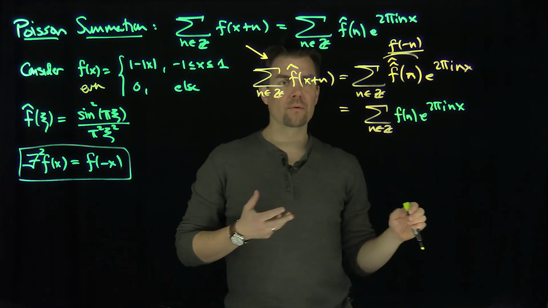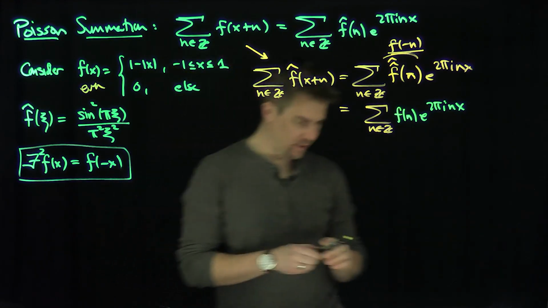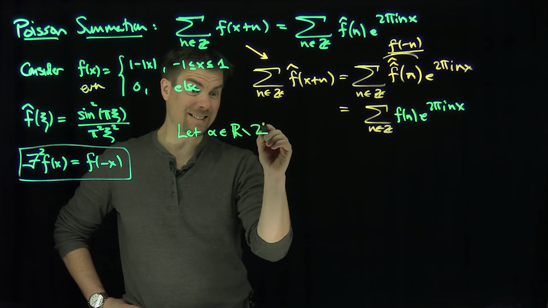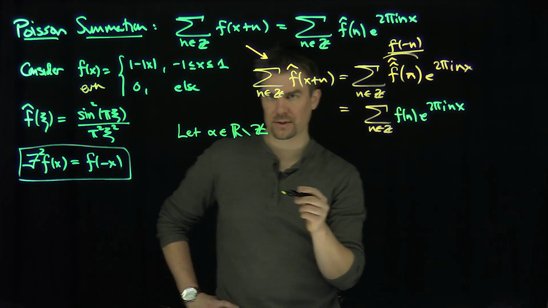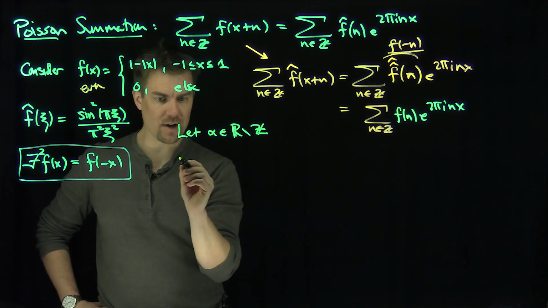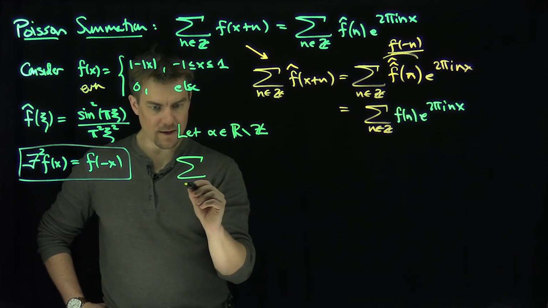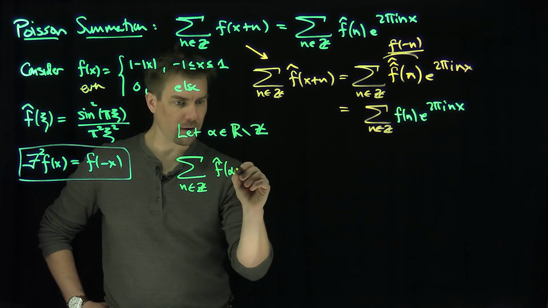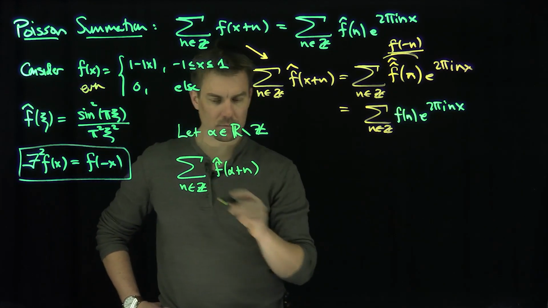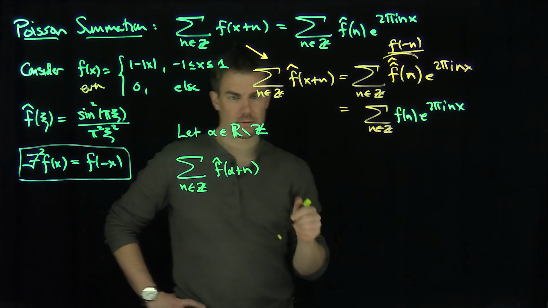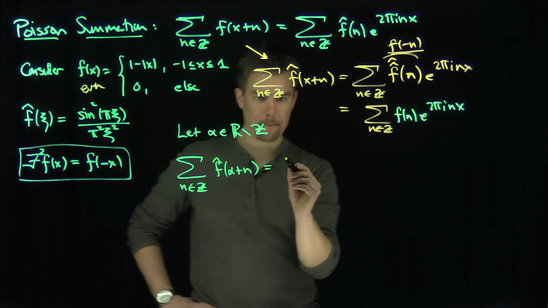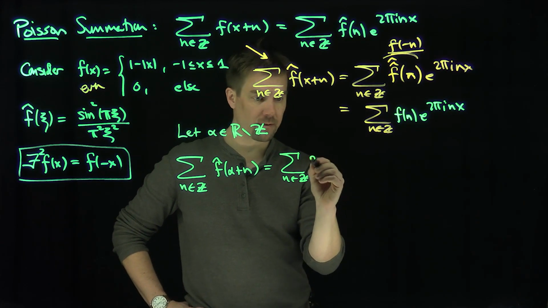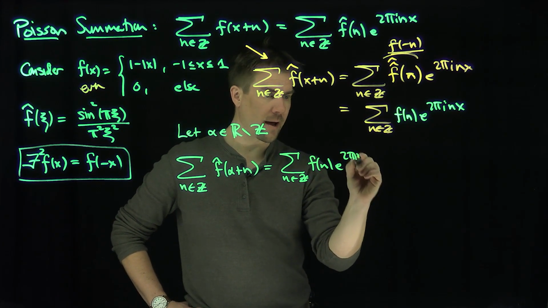Excellent. Now here's our application. We'll let alpha be in R, but not in Z. I don't want it to be an integer, I don't want to plug in 0 to this. Then what we have is the sum over n in Z of f hat of alpha plus n is going to be the sum over n in Z of f of n e to the 2 pi i n x.